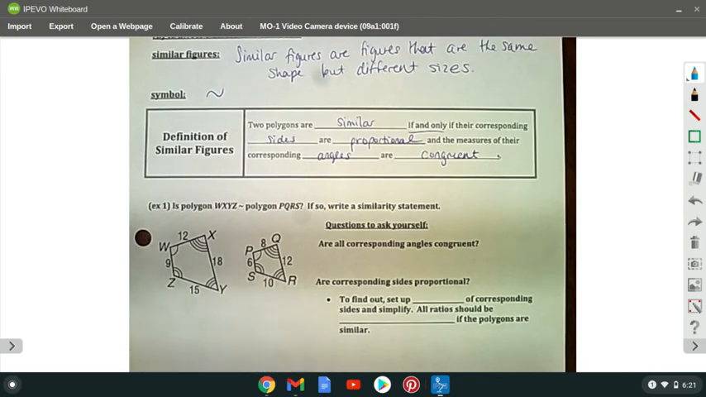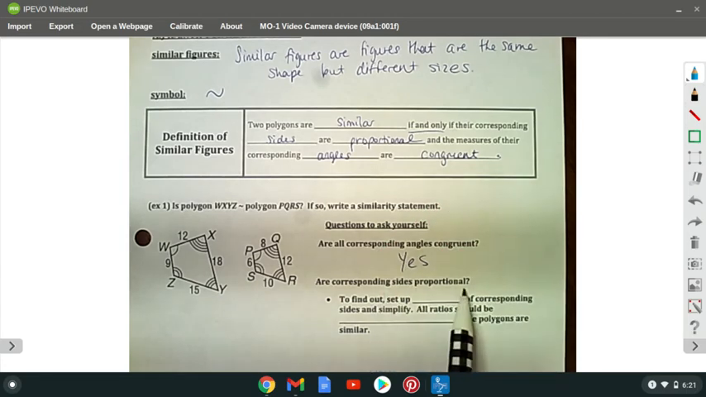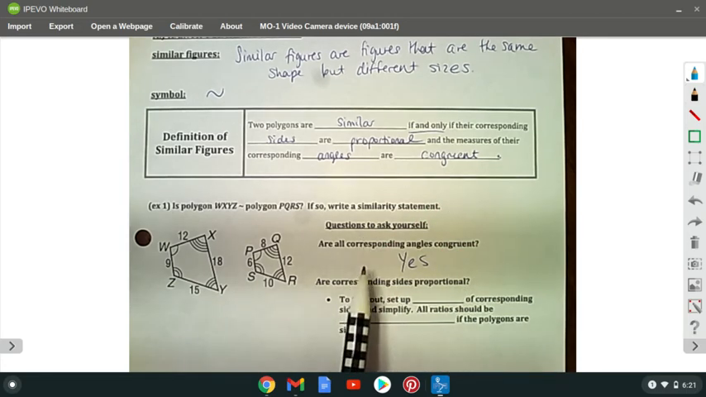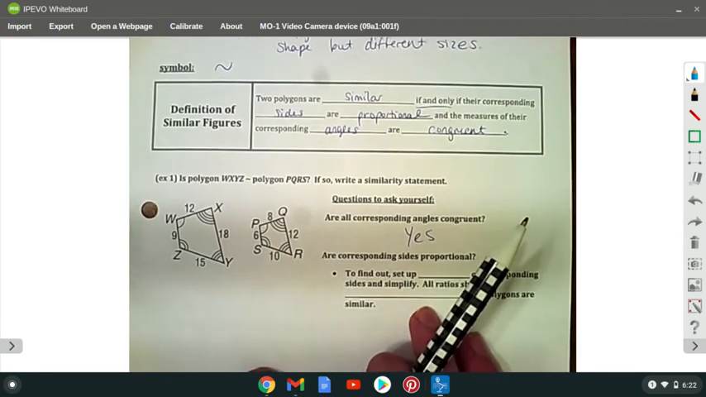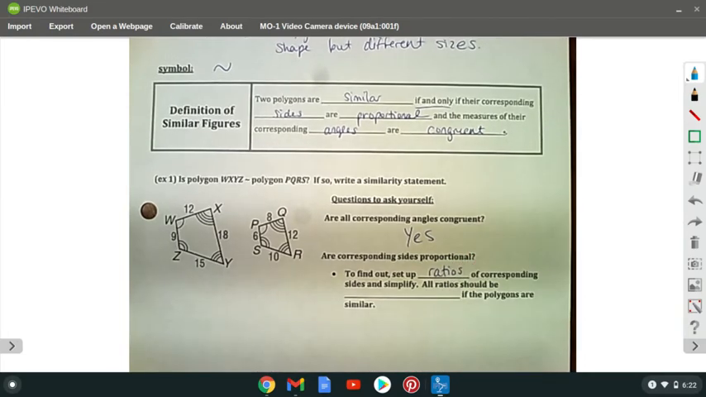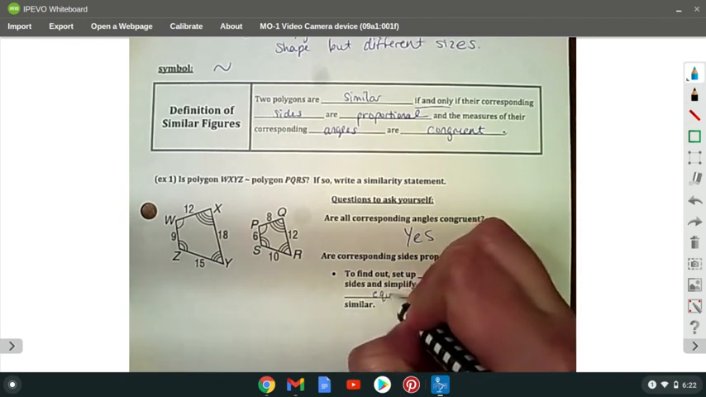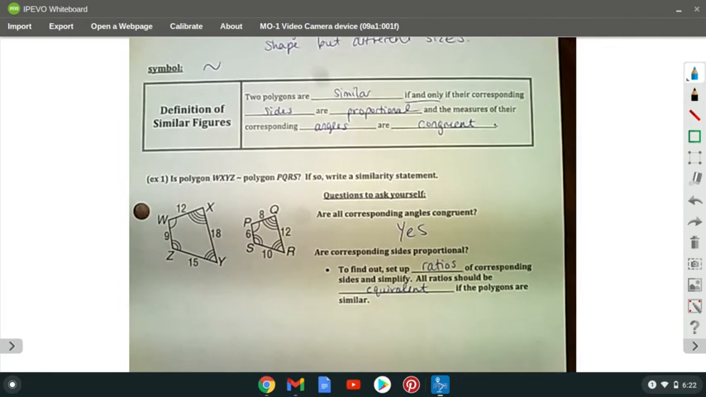So are all the corresponding angles congruent? Yes, they are. Are all the corresponding sides proportional? These are the two questions that you need to ask yourself in order to define similarity. The corresponding angles should be congruent and the corresponding sides should be proportional. But we have to do a little bit of work to find out if we have proportional sides. To find out, we have to set up ratios of corresponding sides and simplify. All ratios should be equivalent if the polygons are similar.